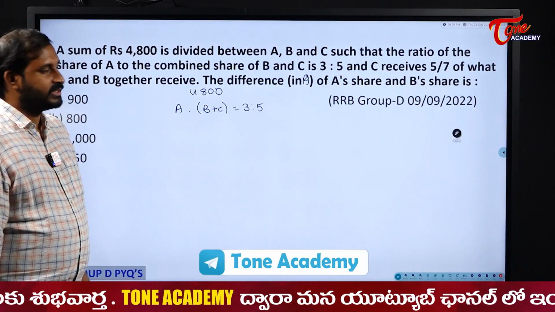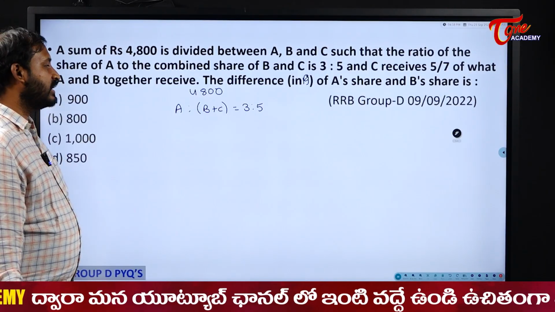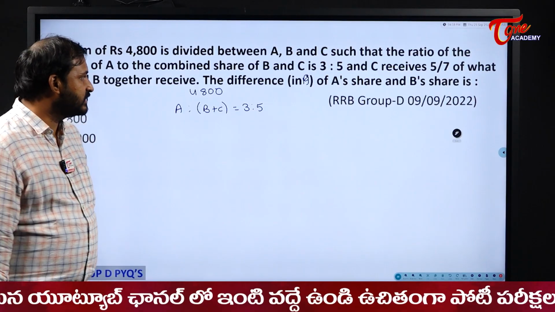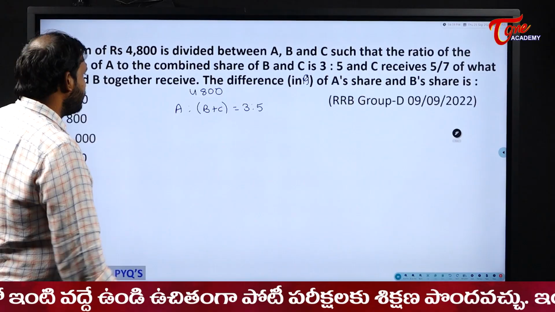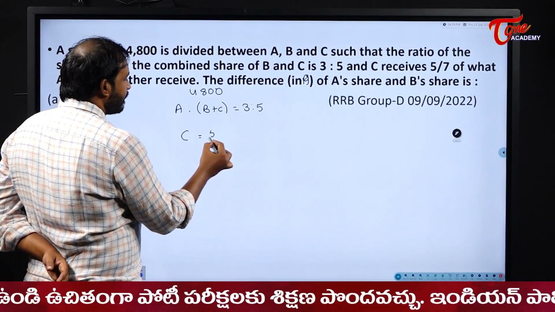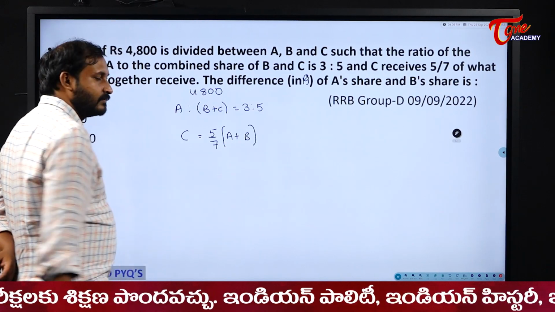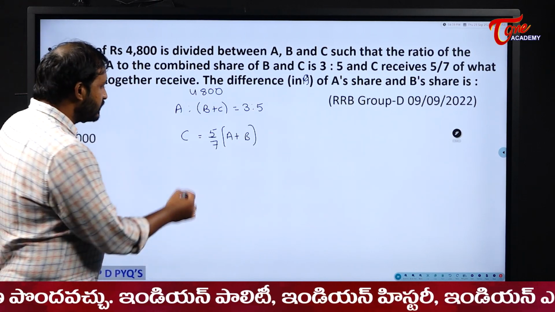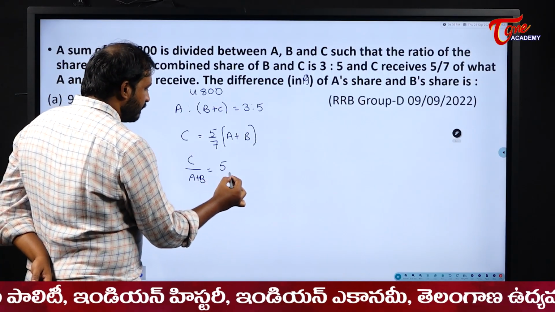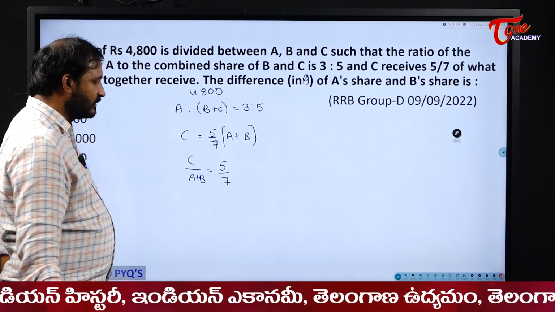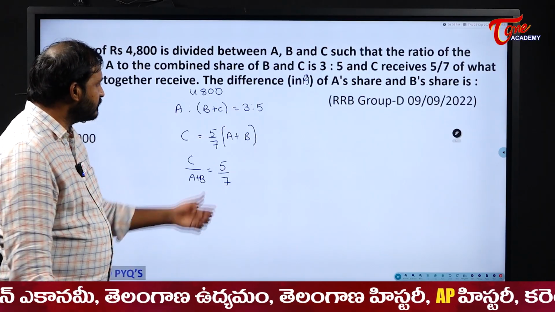Okay, next. C receives 5 by 7 of what A and B together receive. So C is equal to 5 by 7 of A and B together. That means C by A plus B is equal to what I will get here? 5 by 7. That means A and B together is how many parts? 7 parts.